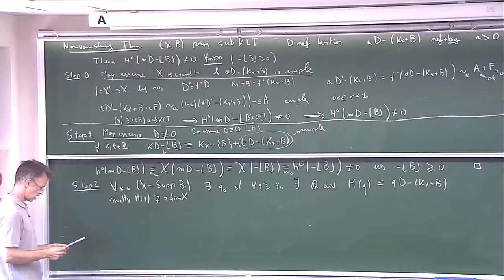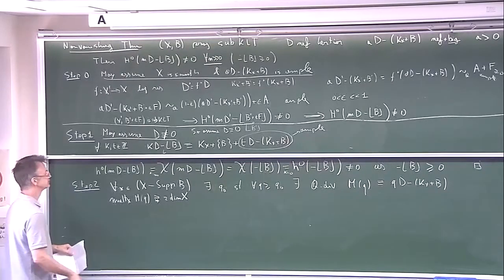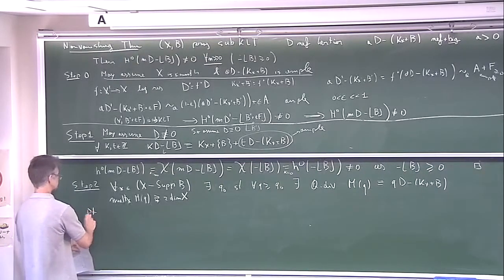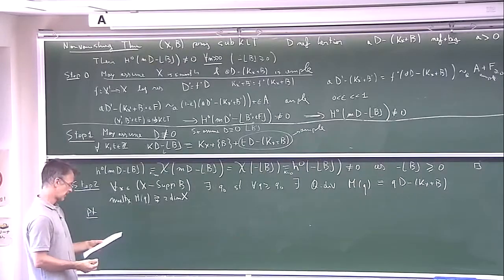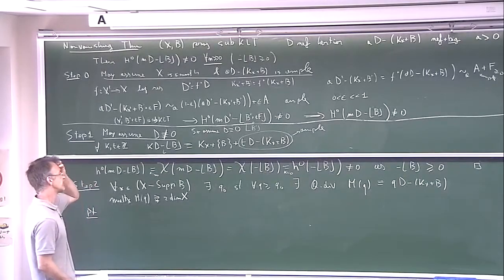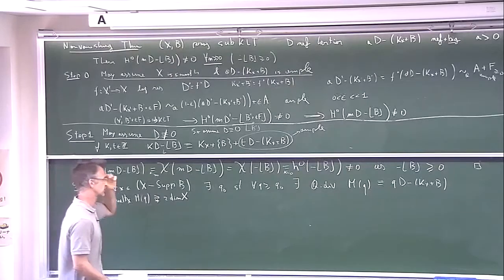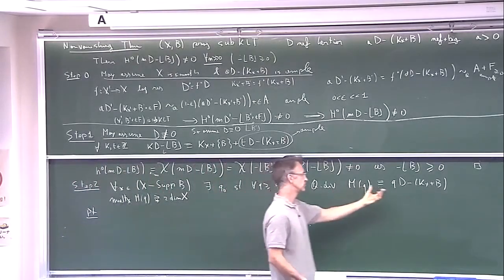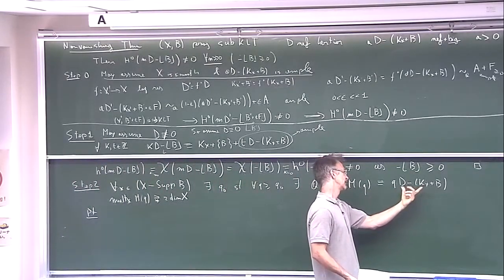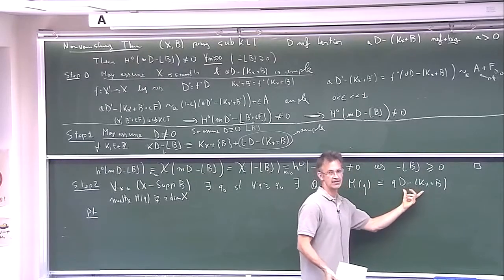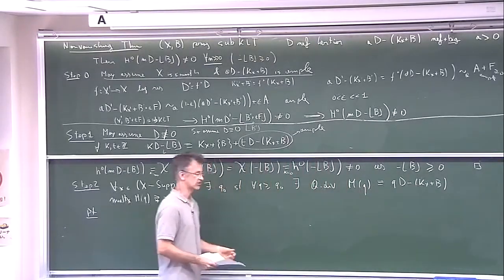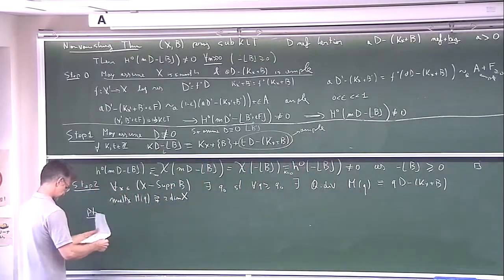Okay, so let's prove this. Essentially, if you're familiar with this kind of argument, what you need to do is show that this is a big divisor. Multiples of that have lots of sections. So let me do that.